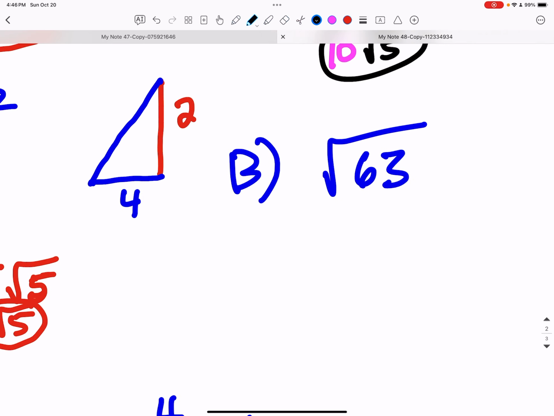63. I could work down. 49 doesn't go into 63, 36 doesn't go into 63, 25 doesn't go into 63, 16 doesn't go into 63, but 9 does. Square root of 9 times the square root of 7 is 3 root 7.